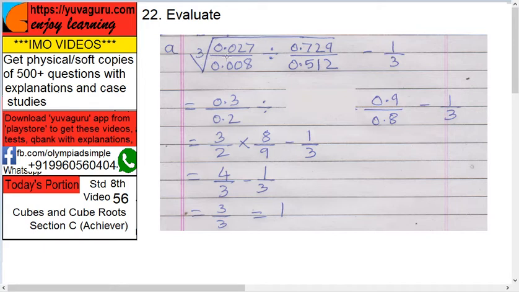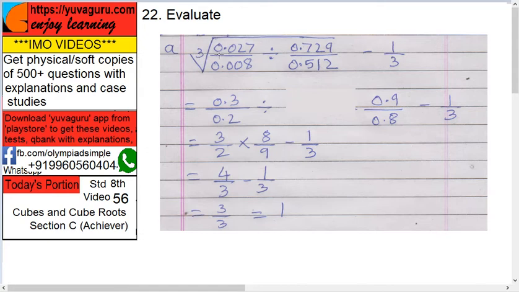Cube root of this expression, minus 1 by 3. Now what is this expression? 0.027 upon 0.0008 divided by 0.729 upon 0.512. Now remember one thing, all the cube roots are known of these numbers.